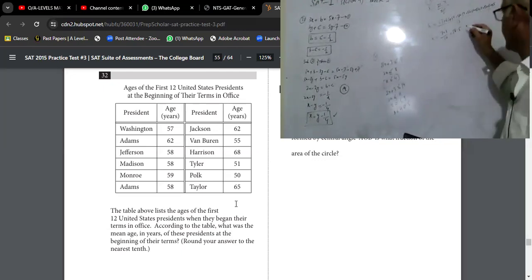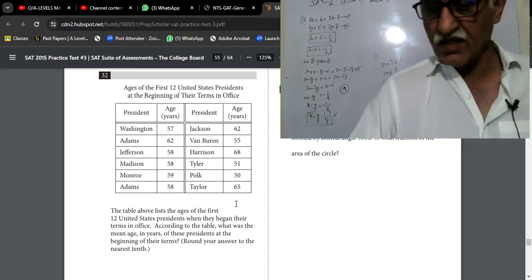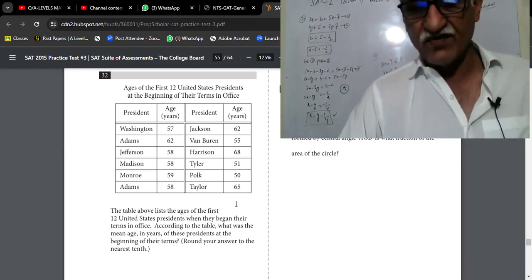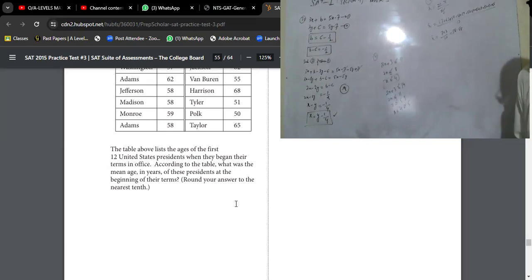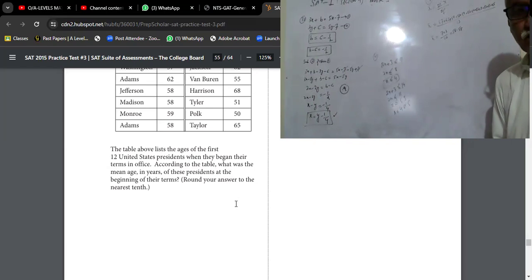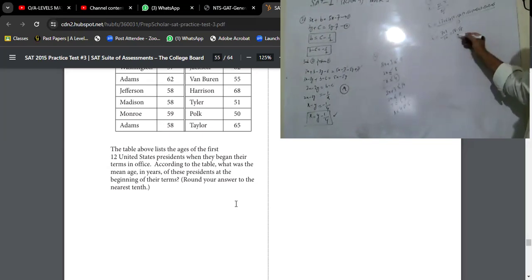So now what is it they are asking? Almost approximate age, to the nearest whole number. The tenth digit is 5, so it is 59.